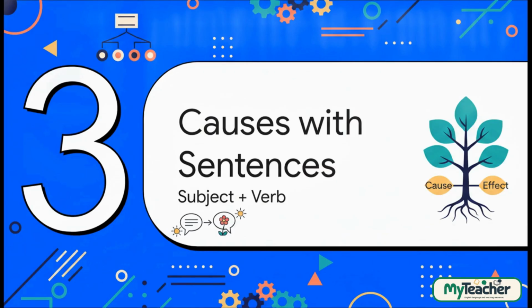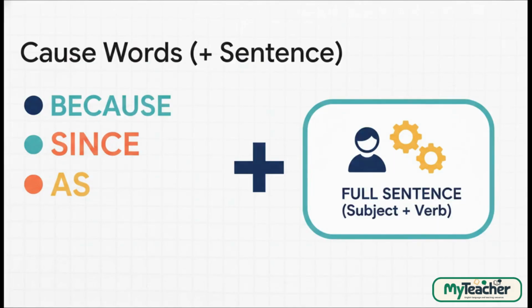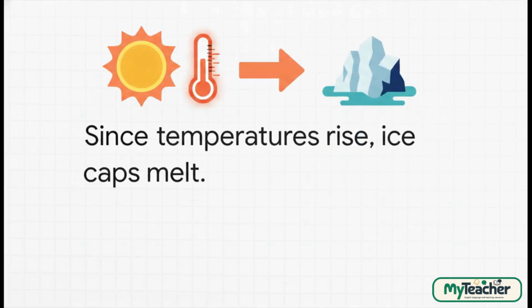These are causes that need a full sentence, meaning a subject and a verb. This group of words includes because, since, and as. These are different from that first group. After these words, you must write a complete sentence, so you need a subject and you need a verb. Let's see this rule in action.